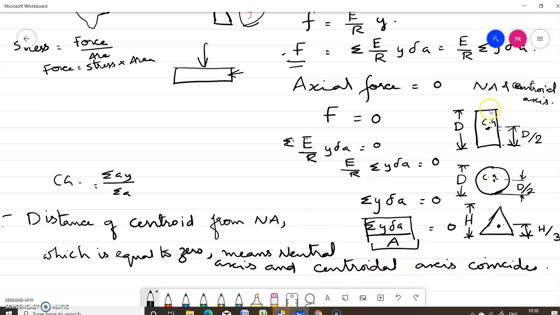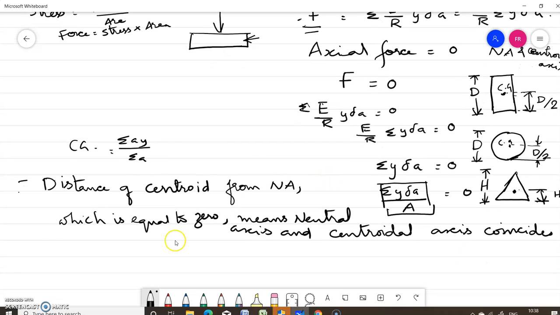So in all these cases, for standard sections like a rectangular section, you can locate the neutral axis at total depth by 2. In the case of a circular section, where D is the diameter, it is D by 2, the position of the neutral axis from the extreme fiber. If you have a triangle of depth h, the neutral axis will be at a distance of h by 3 from the base. Hence, the neutral axis coincides with the centroidal axis.